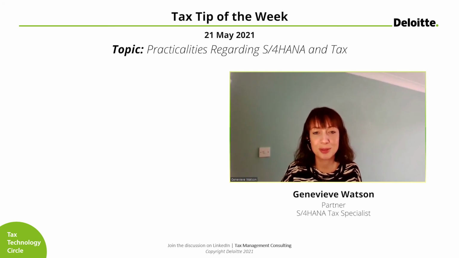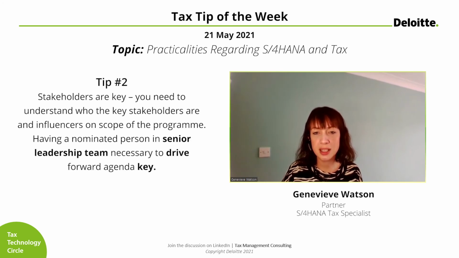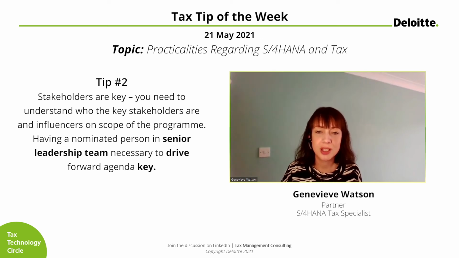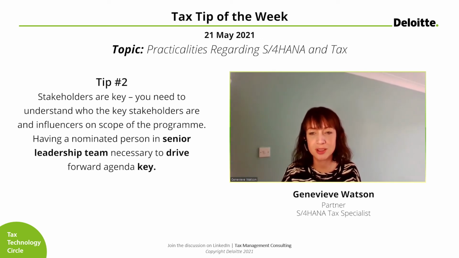This isn't necessarily easy to make happen, and therefore the second tip is around stakeholders. So it's really important to understand who are the key stakeholders and who are the influences around the programme scope. And therefore, we'd always suggest having a nominated person who can actually make sure they drive the tax agenda forwards and engage with those key stakeholders in the programme.